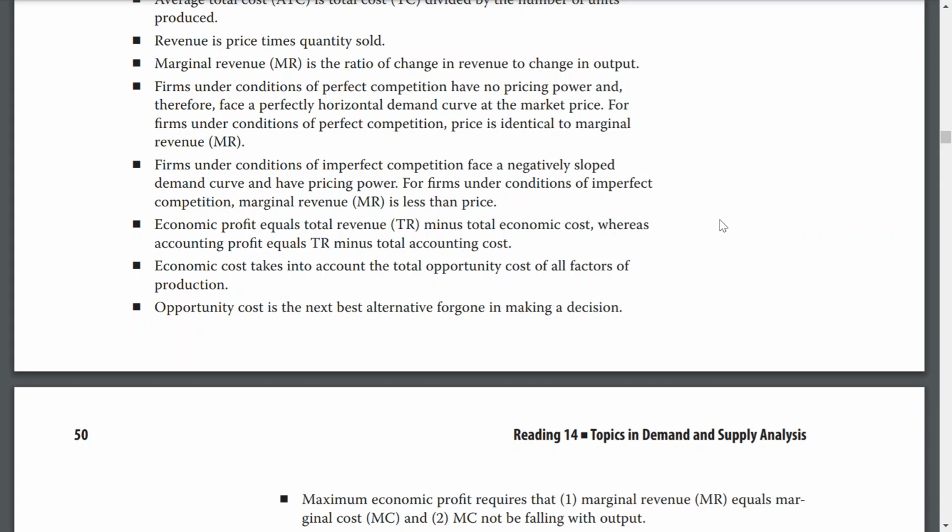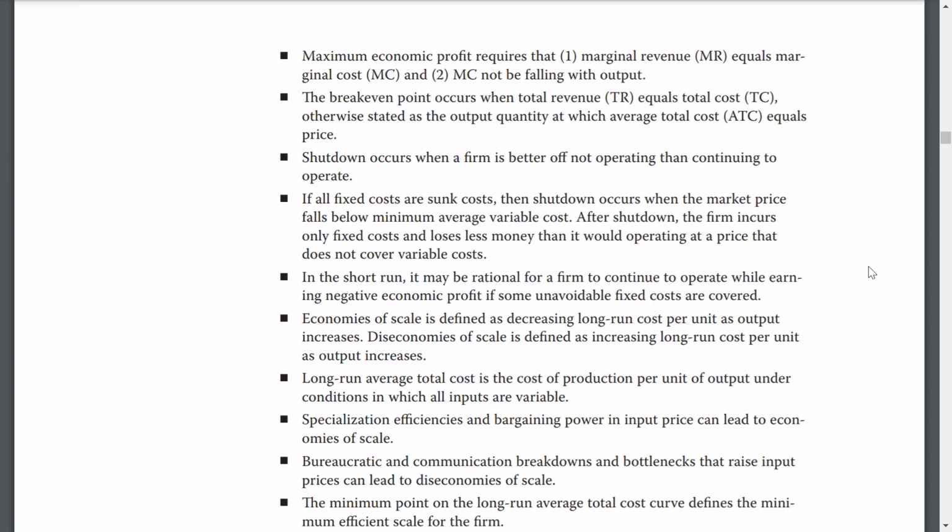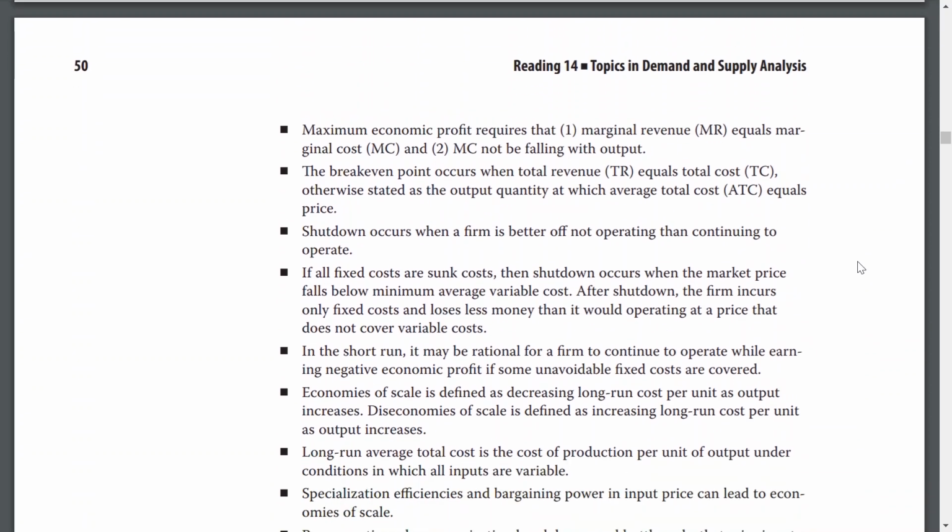Economic profit equals total revenue, or TR, minus total economic cost, whereas accounting profit equals total revenue minus total accounting cost. Economic cost takes into consideration the total opportunity cost of all factors of production. Opportunity cost is the next best alternative foregone in making a decision. Maximum economic profit requires, one, marginal revenue, MR, equals marginal cost, MC, and two, MC must not be falling with output.